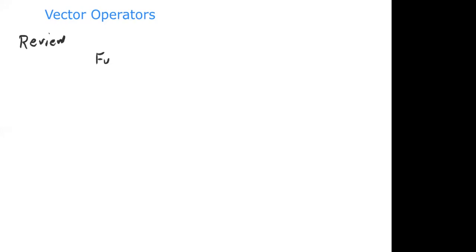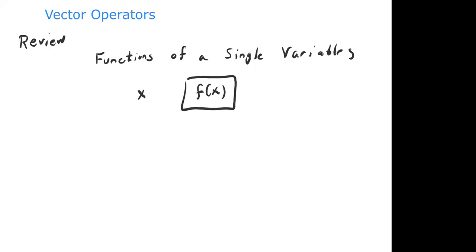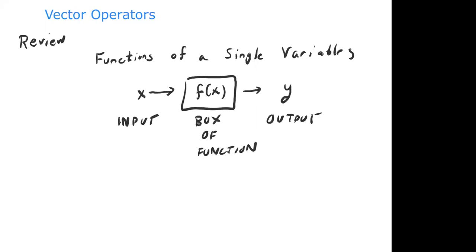So remember what you know about functions of a single variable from elementary calculus. What is a function? A function is a box. That's all it is. That has input and output. So the input would be x. You put it inside your box or function, and what that function does is act on the input according to some rule and give you an answer. Let's say y.